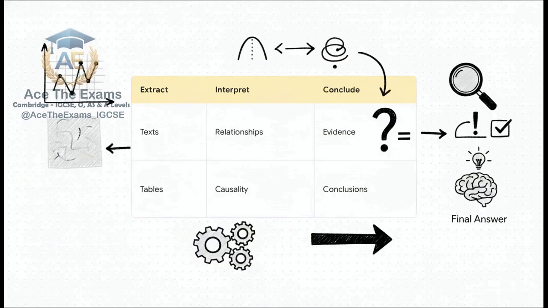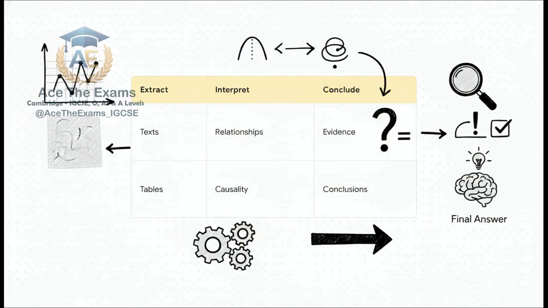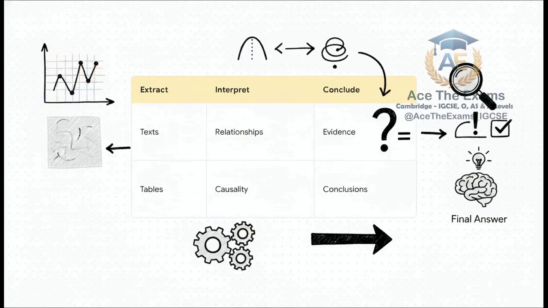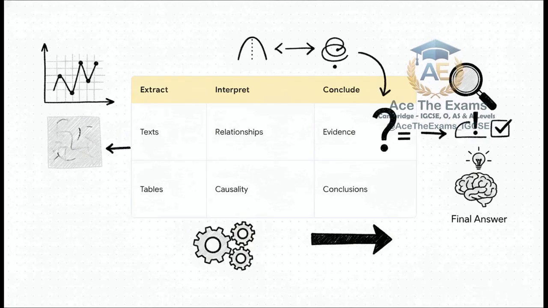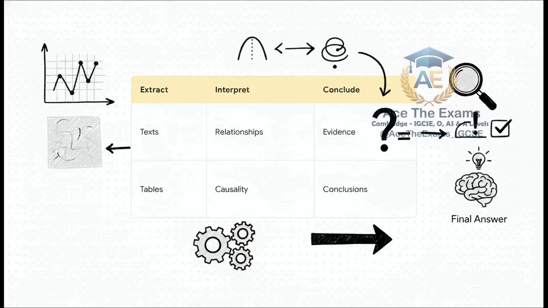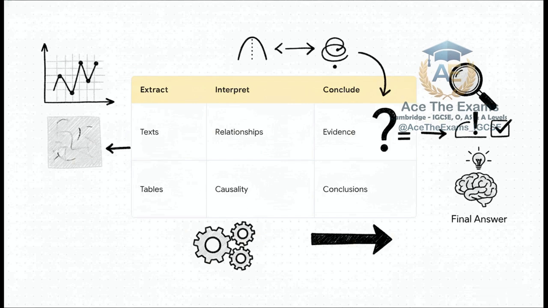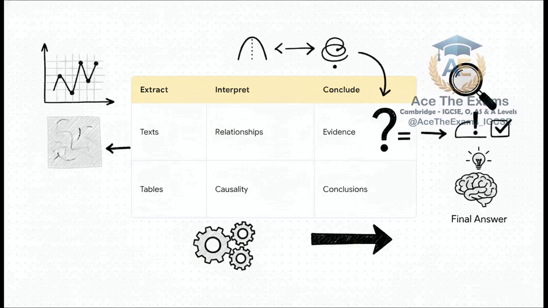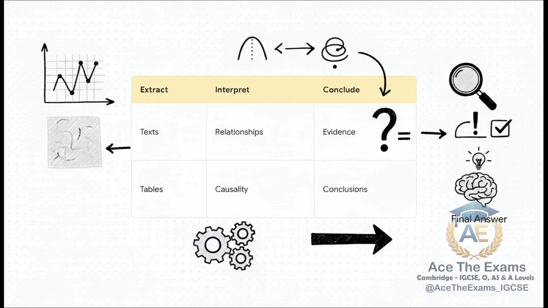When facing complex data sources, like a highly detailed table of function values or a multi-layered graph, you must be highly, almost ruthlessly systematic. It's a three-step process. First, you sequentially extract the numbers from the texts and tables. Just get the raw data out. Next, interpret the underlying causal relationships between those numbers. Finally, draw purely evidence-based conclusions. Never, ever guess. Let the extracted data drive your final answer.